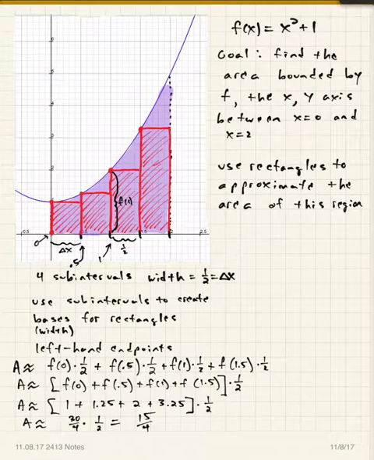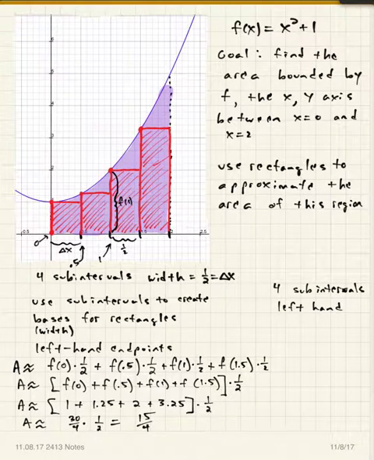And what do we do here? We used 4 subintervals. Let me write subintervals here. 4 subintervals. And to calculate the heights of those rectangles, we used the left-hand endpoints. And so when we use those 2 things to draw the picture, we get our approximation to be 15/4.